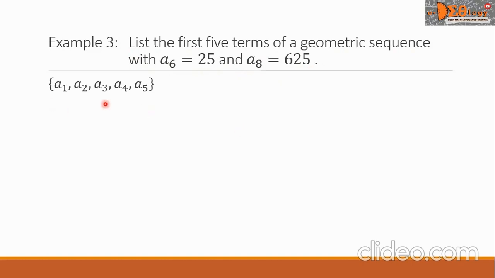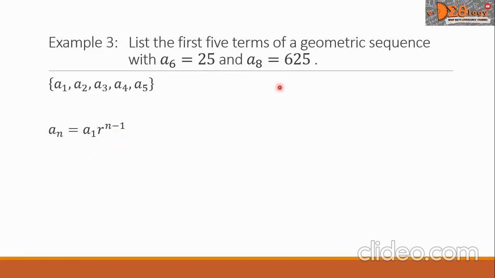Here we have the 5 terms of a geometric sequence in general form. We have a sub 1, a sub 2, a sub 3, a sub 4, and a sub 5. Also, our general term formula is written here. A sub n equals a sub 1 times r raised to n minus 1. In this formula, we need the first term and the common ratio r. But these values are not given in the problem.